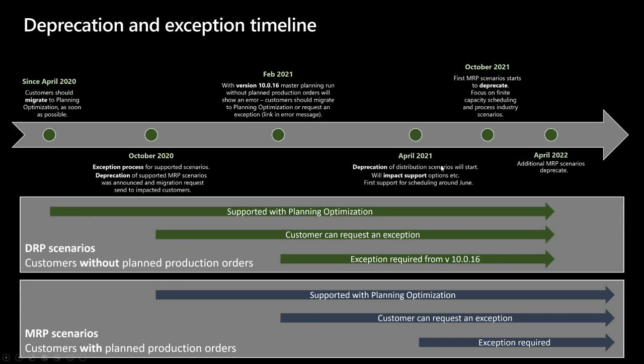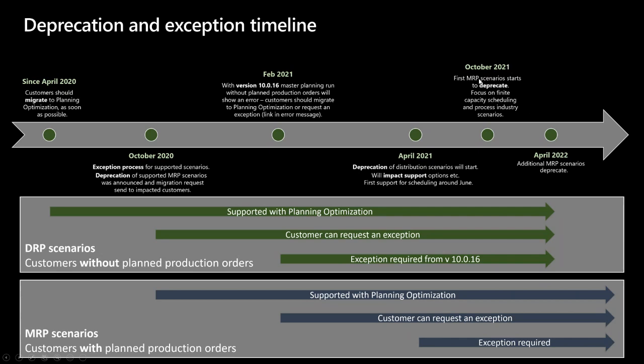Around April timeframe, we will start the deprecation of distribution scenarios, meaning scenarios that we fully support with planning optimization. Here we will start to really ask customers to move over. And if you don't, and we can see that everything is fully supported and you should have no problems using planning optimization, you might, if you approach support, be told that the right way to address that would be to upgrade to planning optimization.